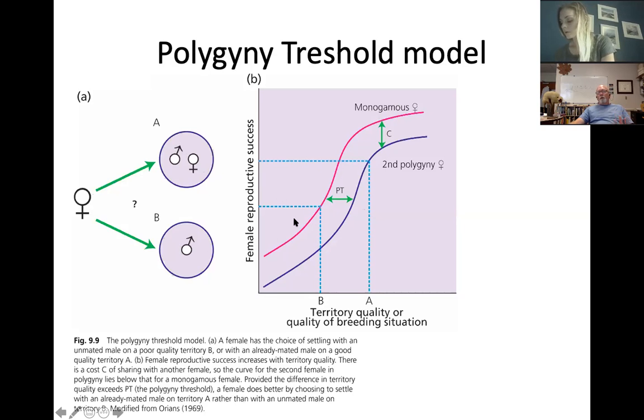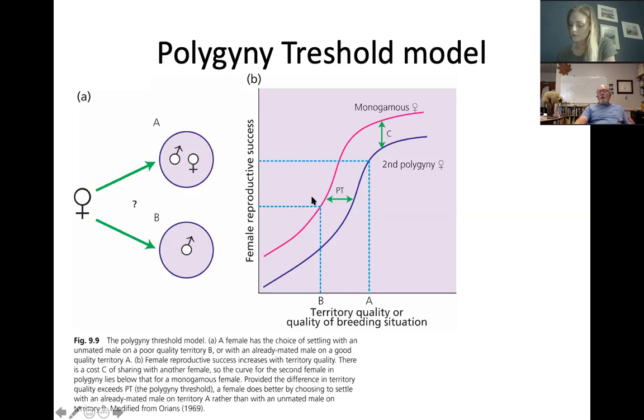And it's going to all depend upon what the shape of this curve is and how far apart this cost is. In this case, joining territory A as the second female gives you higher reproductive success than joining territory B as the first female because of the shape of this curve. And so you have to be beyond this polygyny threshold in terms of territory quality in order for you to become polygynous. In this case, it's much better to be the second female on territory A than to be the first female on territory B.